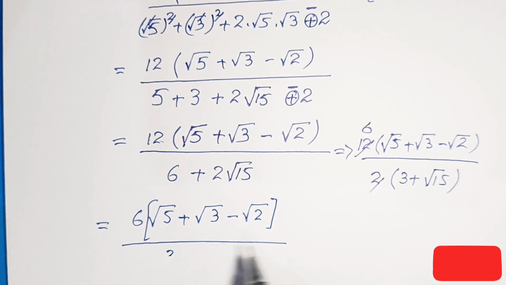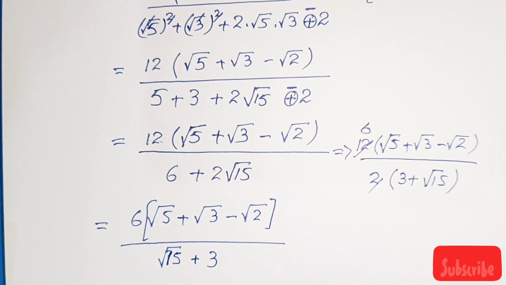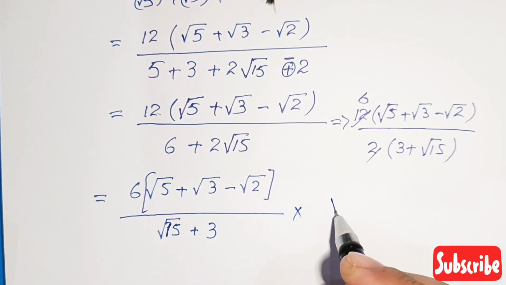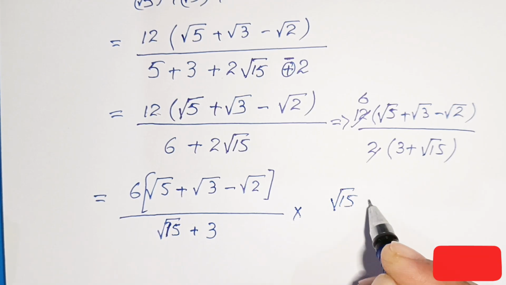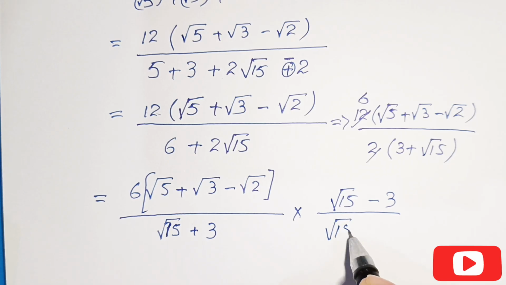Here we get square root of 15. If we just write first that square root of 15 plus 3, so there will be no difference. Now we are going to just multiply with the conjugate. Here we have multiplying by square root of 15 minus 3 over square root of 15 minus 3.